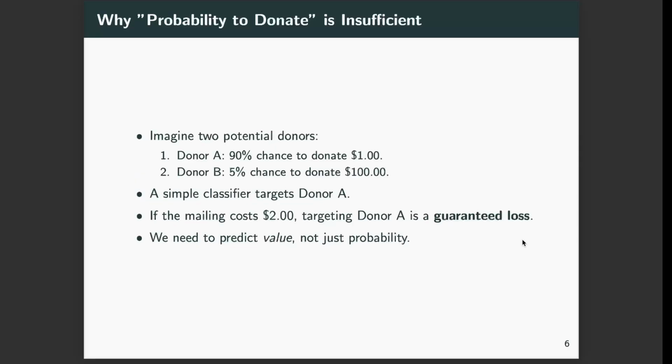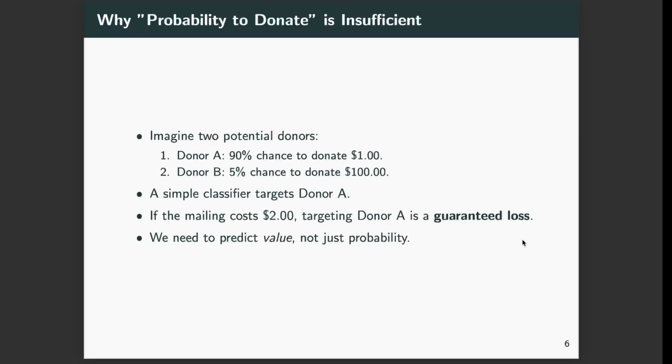To make this concrete, let me give you a simple but powerful numerical example with two fictional potential donors. I want you to think carefully about this because it perfectly illustrates why the naive approach fails. Donor A has a 90% chance of donating. 90% is a very high probability. If you are running a simple classifier that predicts will donate or will not donate, donor A is almost certainly labeled as a will donate. Your model would target this person, and it would feel like the right call.